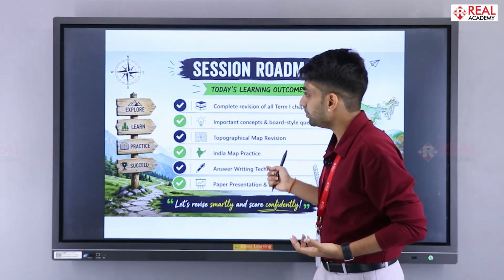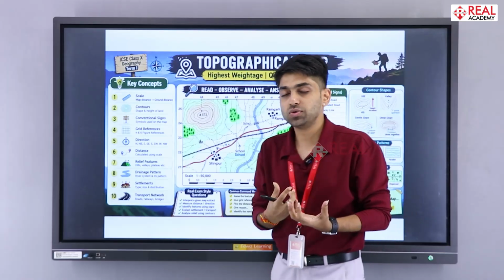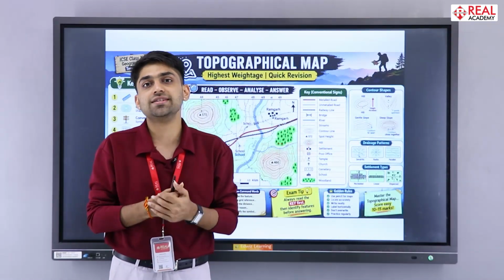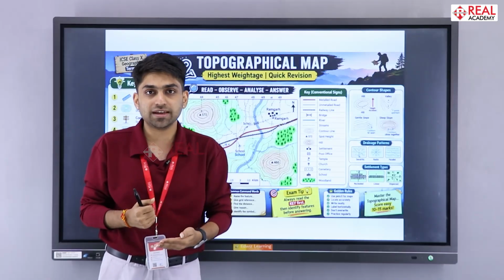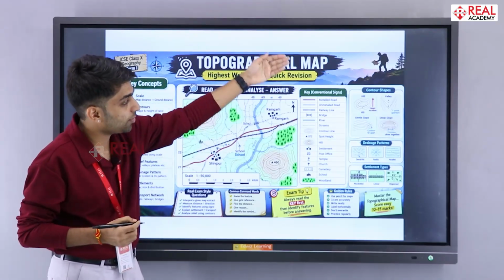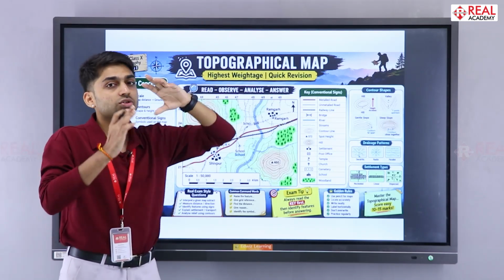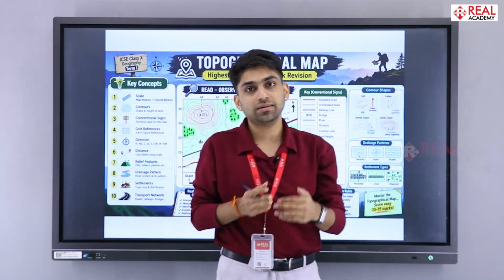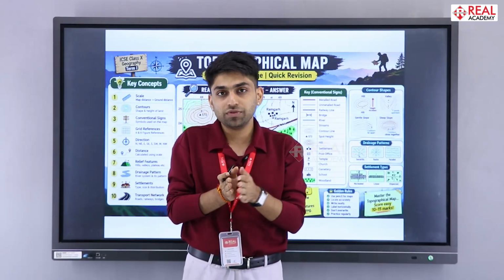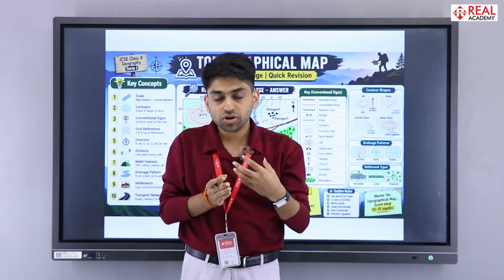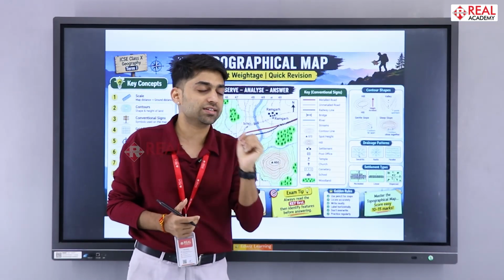So the first thing is topographical map, which is very scoring, but most of the students are scared of this because they do not open their book daily to practice it. They're not aware of the conventional signs like metalled road, unmetalled road, railway lines. So the first thing you are supposed to do is make a new notebook and practice the conventional symbols along with their names. You are also supposed to practice the symbols, colors and the keywords which are seen in any topographical map.